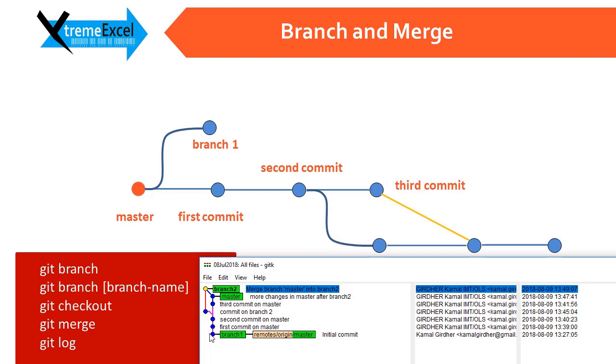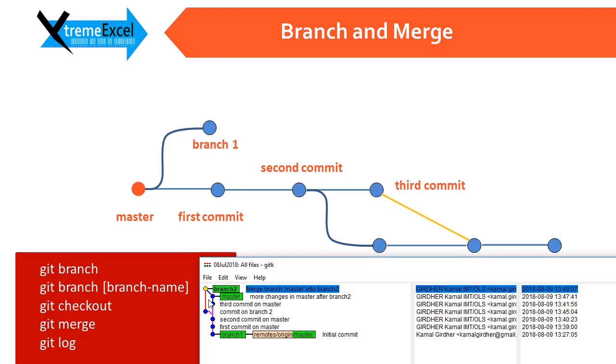We have taken out one branch 1 initially. So from the master, the center line is master here. Branch 1 was taken out, and after 1 and 2 commit, there was a branch taken out, that is here branch 2. It is also there in that representation.